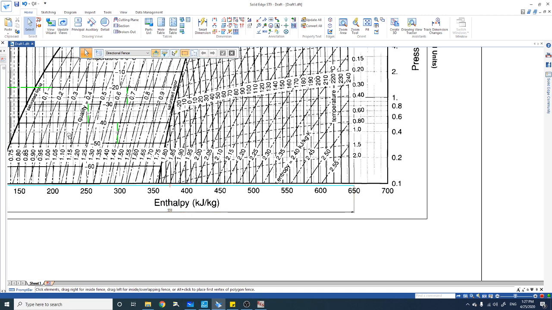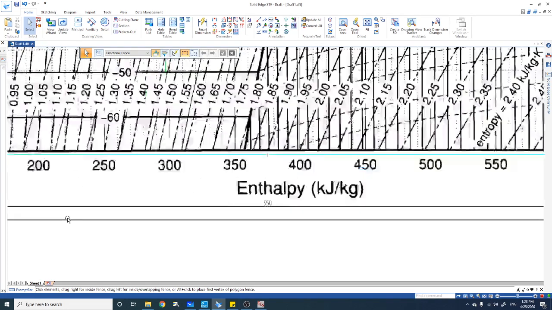On the other hand, if you have a graph sheet and if you have a steel ruler, the first thing that you should understand is to establish a scale to work with. How much in the linear dimension is equal to how much in specific enthalpy. So that is a grasping subject here.